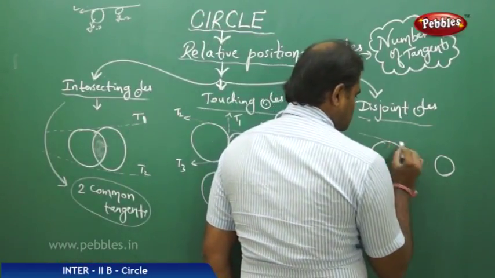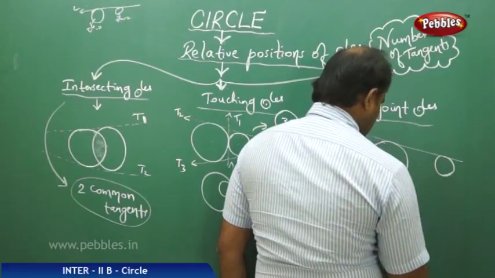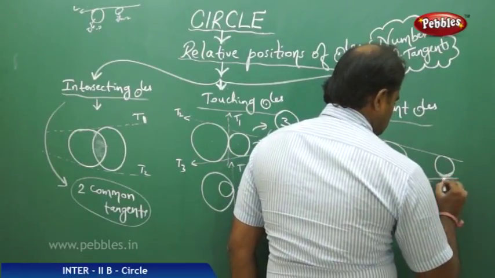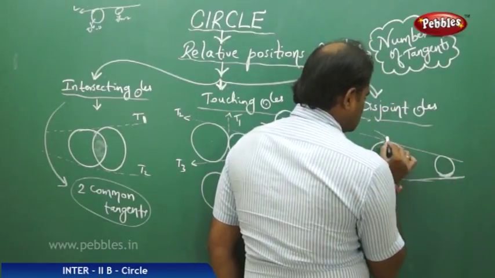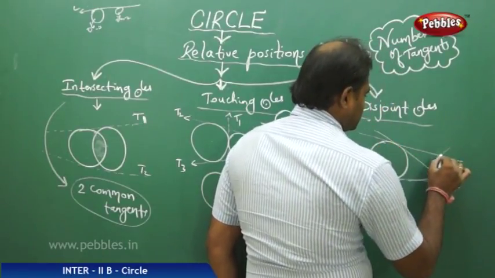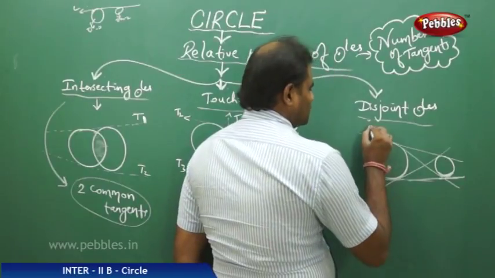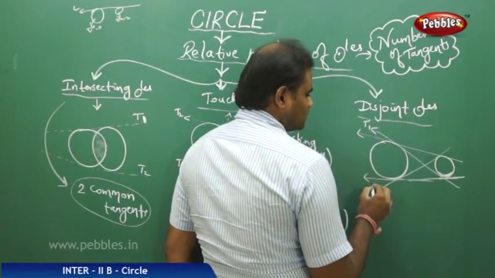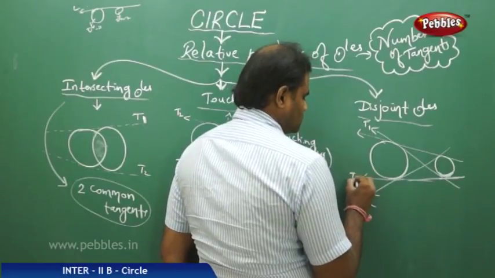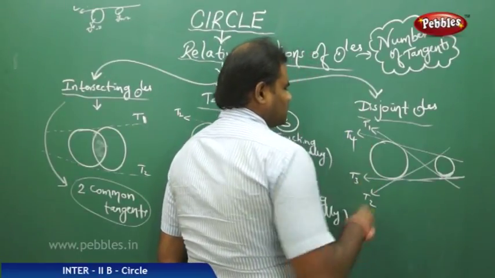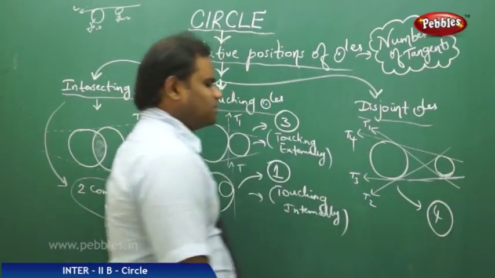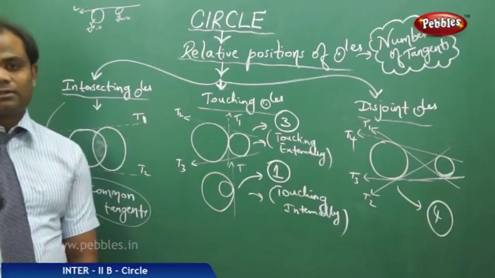Now when the two circles are disjoint, let's see how many common tangents I can draw. I have 1, 2, 3, 4, so totally T1, T2, T3, T4. So there are 4 common tangents which I can draw for disjoint circles.